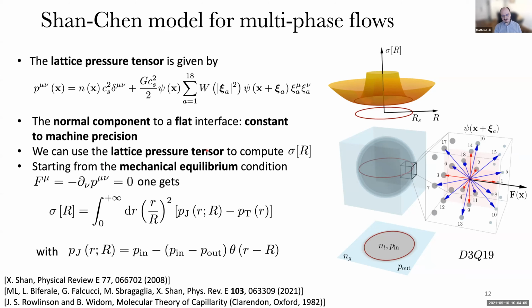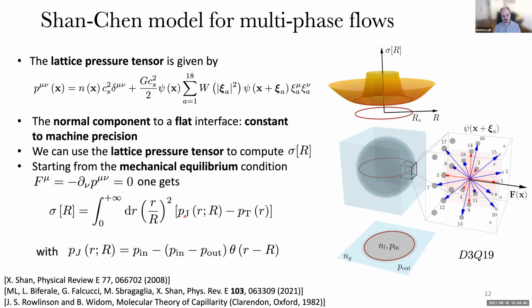And we can actually use this lattice pressure tensor to compute the generalized surface tension. Just to be a little more precise, we can clearly see that the lattice pressure tensor divides into the kinetic or ideal part and the interaction part on the right. Starting from the mechanical equilibrium condition, which is that the forces inside are 0, which is basically equal to the divergence of the pressure tensor, we can derive this integral definition for the generalized surface tension.